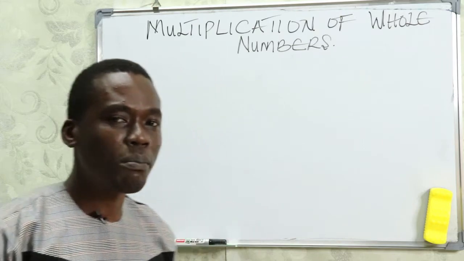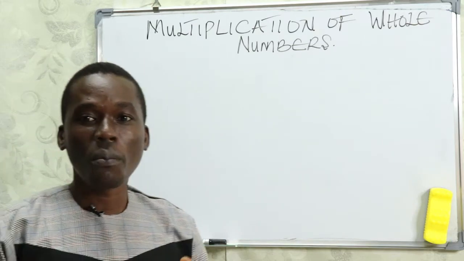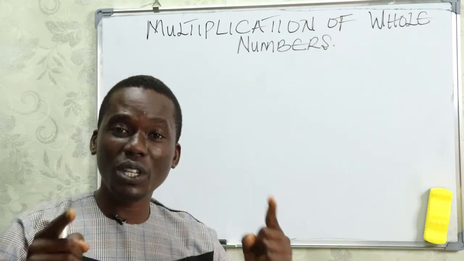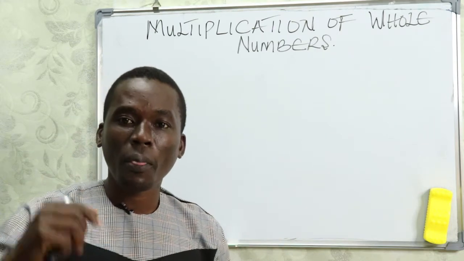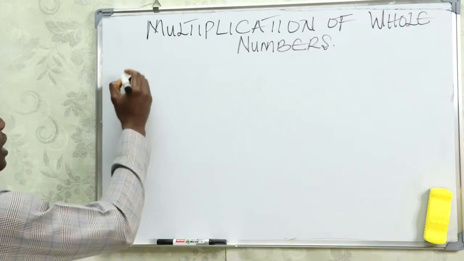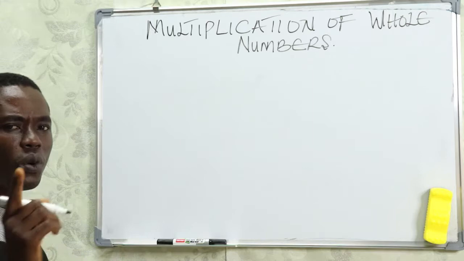We'll be looking at the properties of multiplication by 0 and 1. So if you are in grade 5, this video is for you. We are going to look at how we can go about multiplying numbers with 0 and 1.